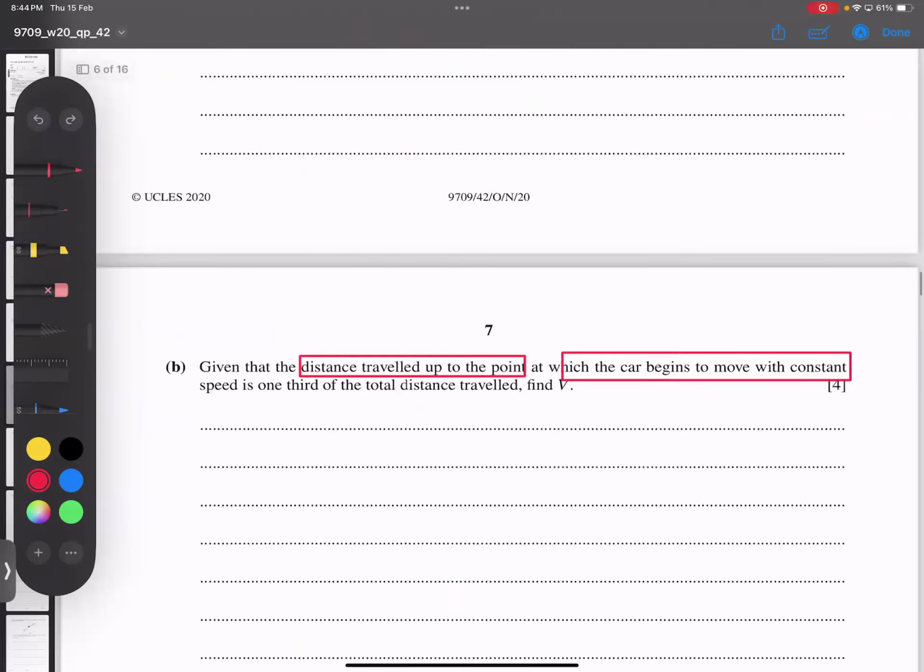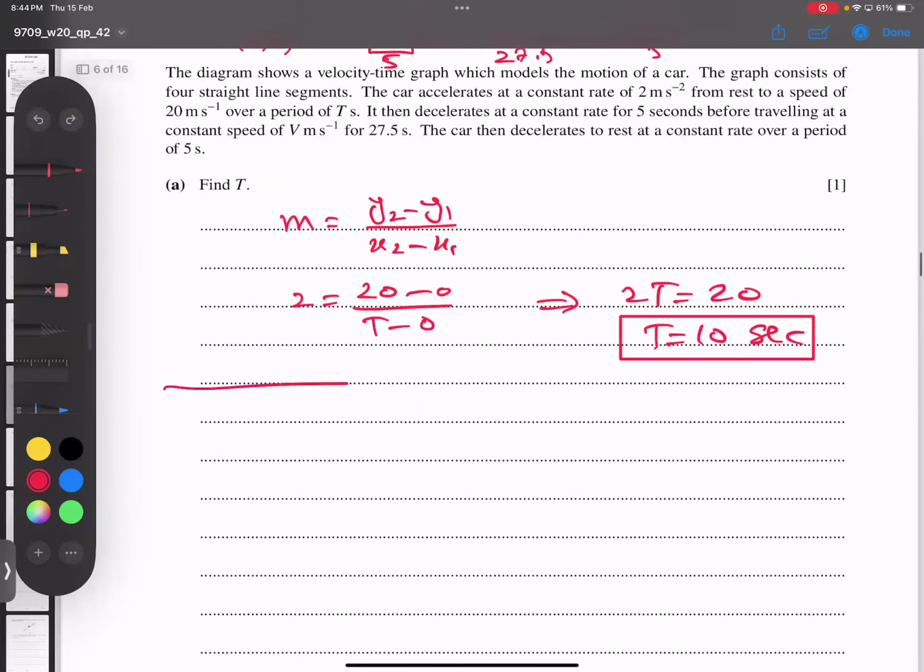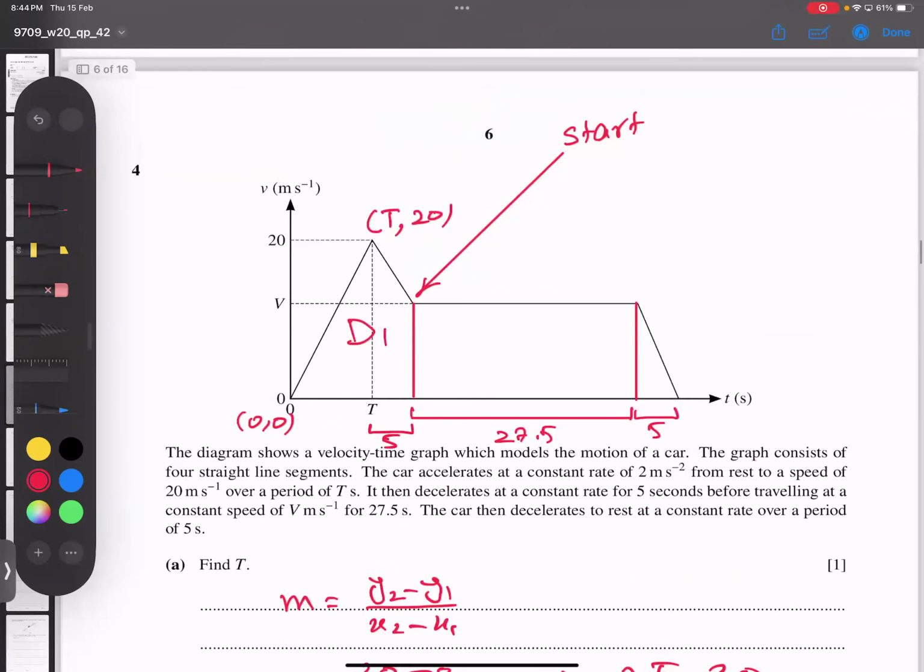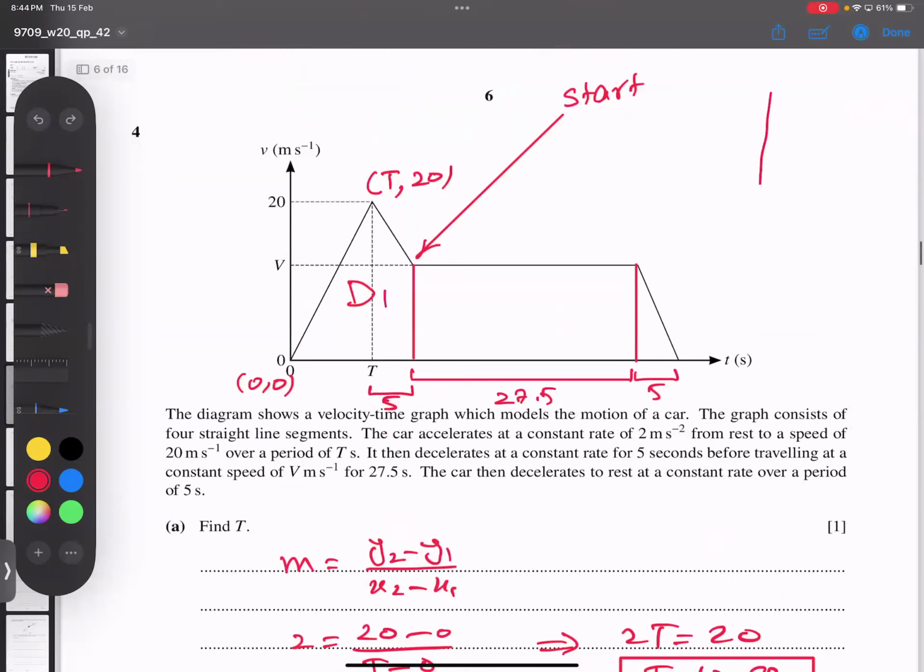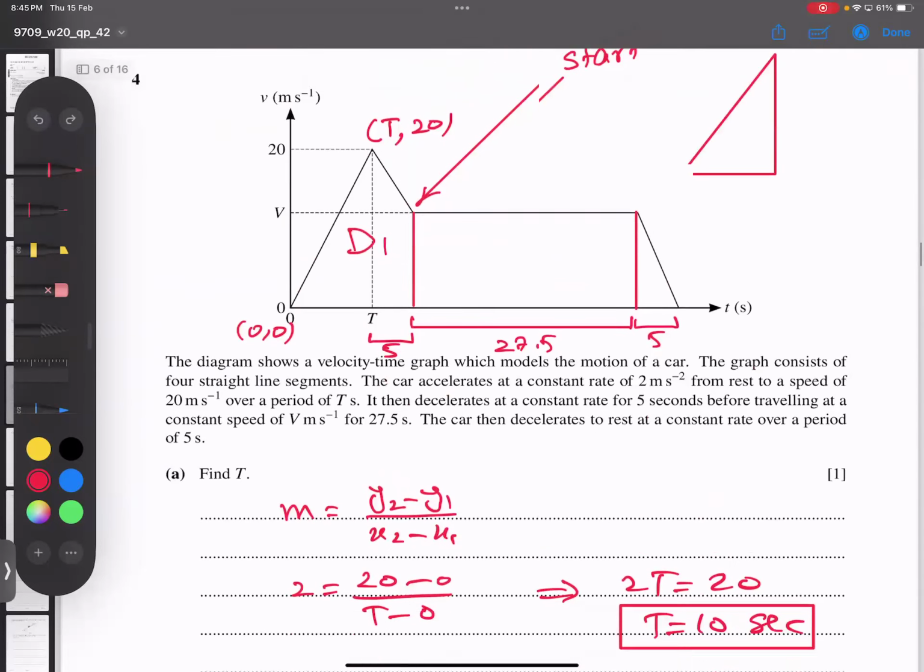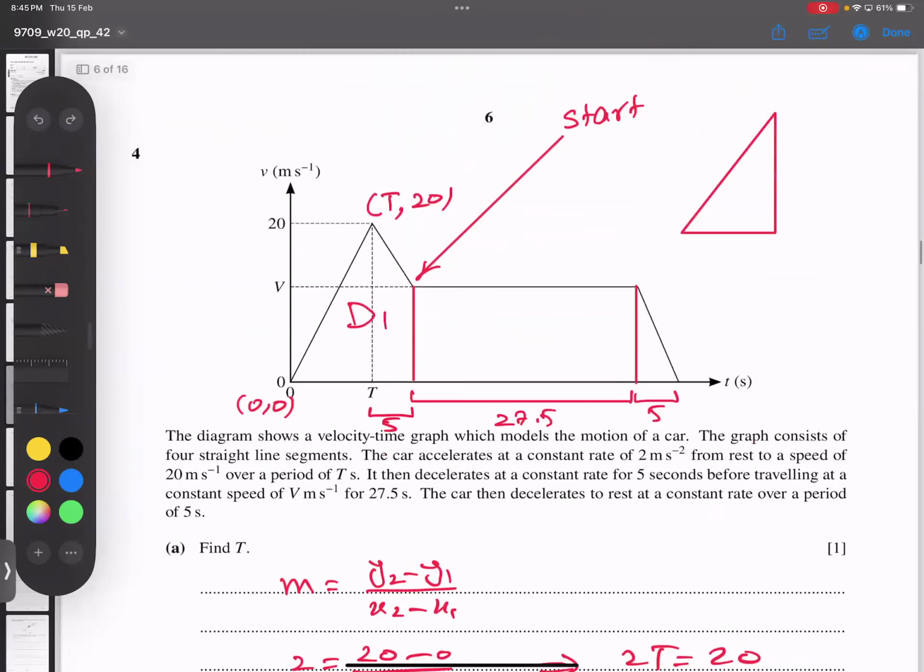So let's try to find D1 first. How do we find D1? We have two things: triangle area plus trapezium area. First I make a triangle. The best technique for this kind of question is to break the question down. T is here, and luckily I got 10. So this gap is 10, and this triangle's height is 20.